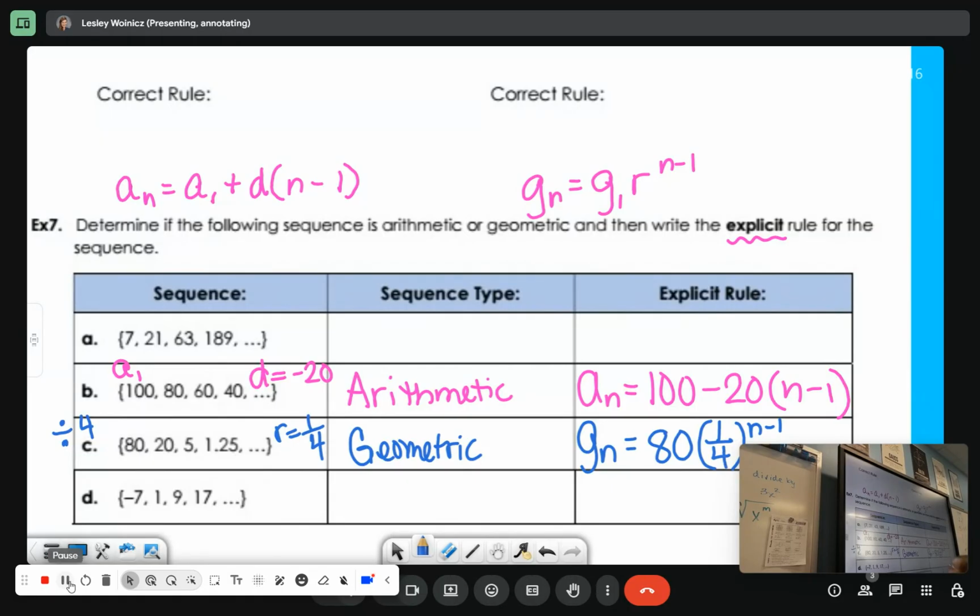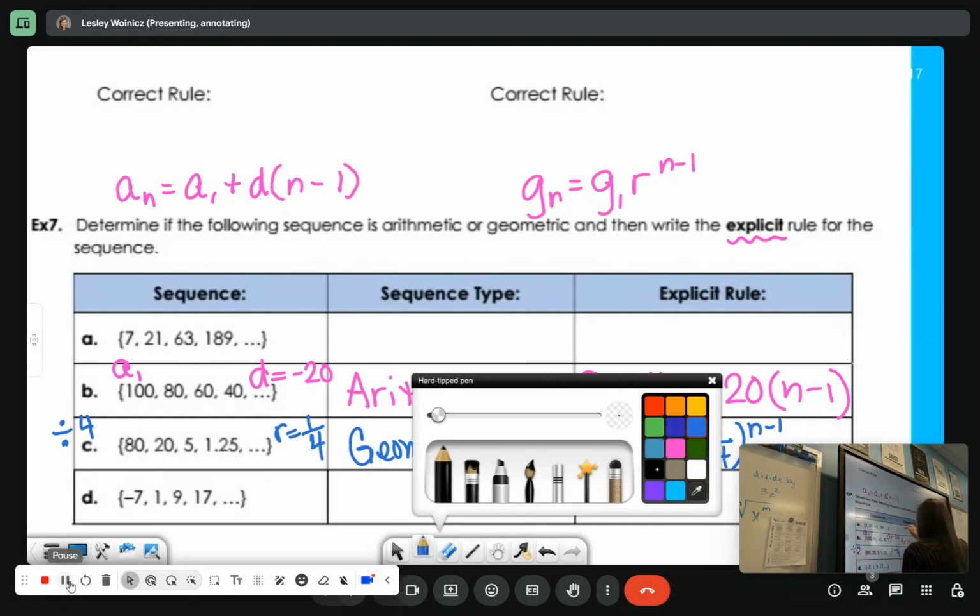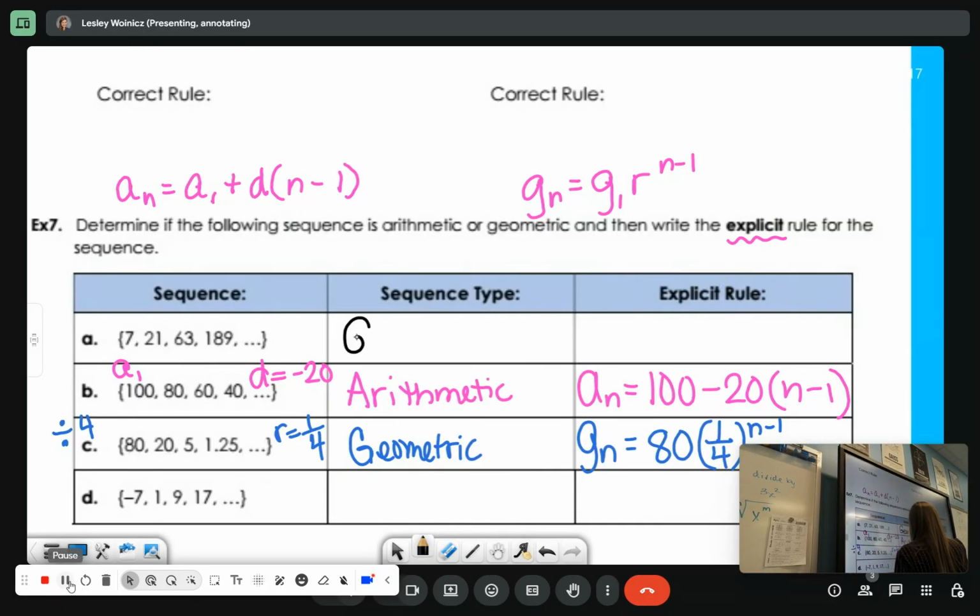Okay. You guys ready to try A and D? Okay. Okay, somebody tell me what A is. It's geometric. Okay, does someone want to come up and write it? Come on down. Yeah, you can use it.